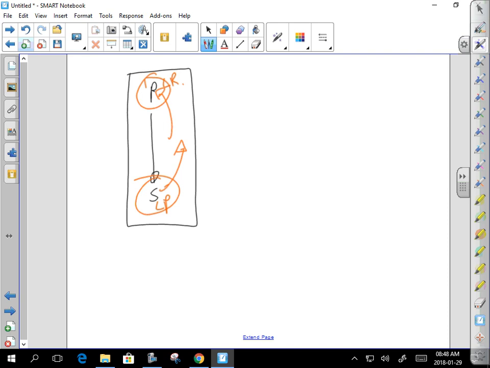Leave it like that because it's wrong? No, you can't leave it like that because it is wrong. So what do you got to do? Correct it. How do you correct it?